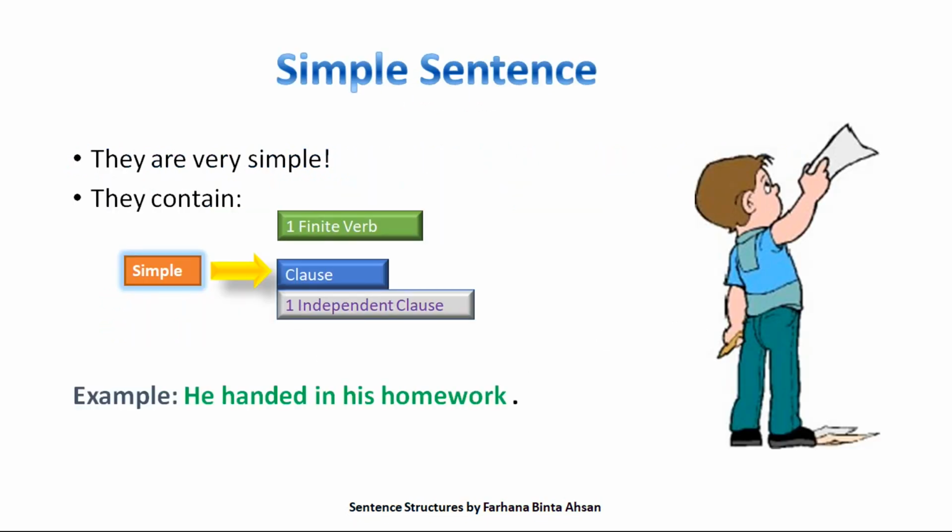Simple sentences are very simple. They contain one finite verb, one clause. The clause must be an independent clause. Remember these things: one finite verb and one independent clause. Let's see an example. He handed in his homework. Here handed in is the finite verb, he is the subject. So this is the example of simple sentence. I think you will understand the simple sentence. See, this is very easy. So now let's go to complex sentence.